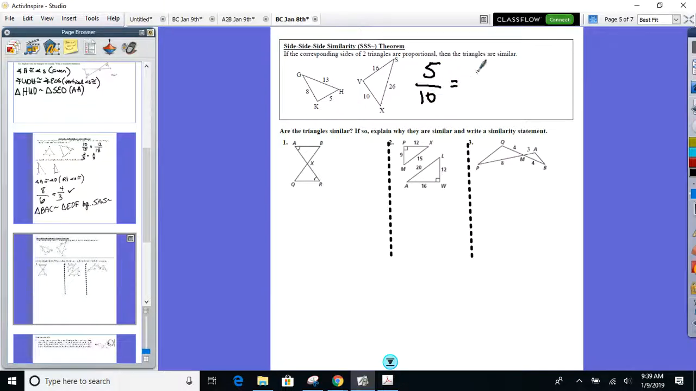All right, here we go. What's the 8 match up with? 16, and the 13 matches up with 26. And then does everyone see they're all in the same ratio?